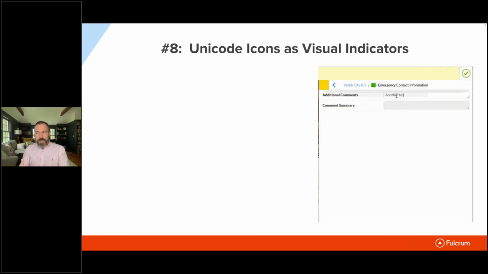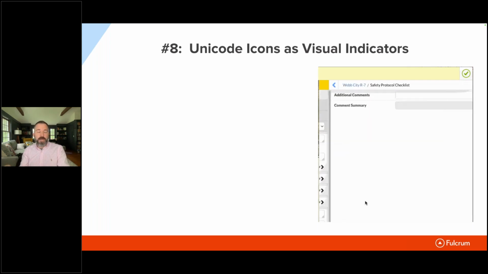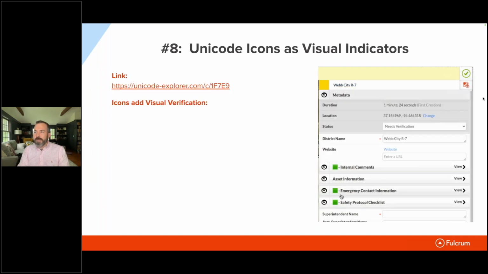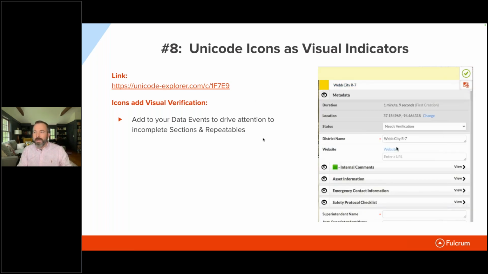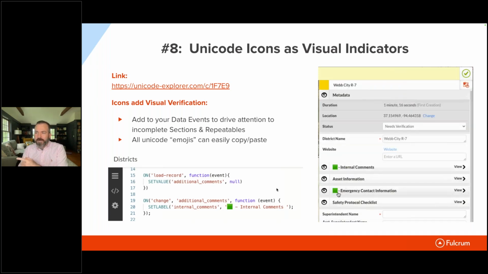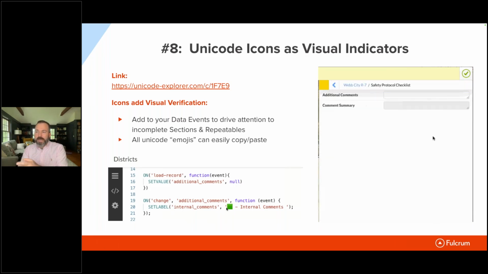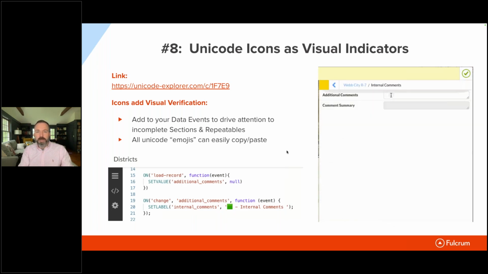Because some of you may need to have multiple sections, one for safety, one for the asset, one for another asset. But it's hard to know which sections you completed. So with the data events, I'm hacking this a bit, pulling symbols, little emojis from Unicode Explorer. You can get them really anywhere. But I'm driving this with a simple onChange event. As soon as I change this comments box, then I'm setting the title to have a square in it instead. Now, this also works for good, fair, poor statuses to draw attention to maybe thresholds, outliers.